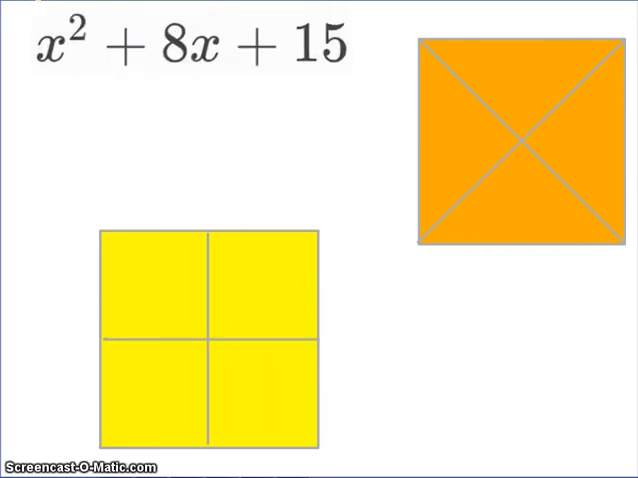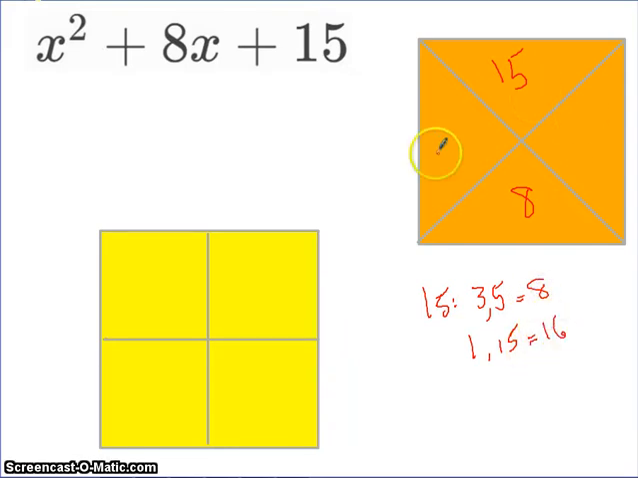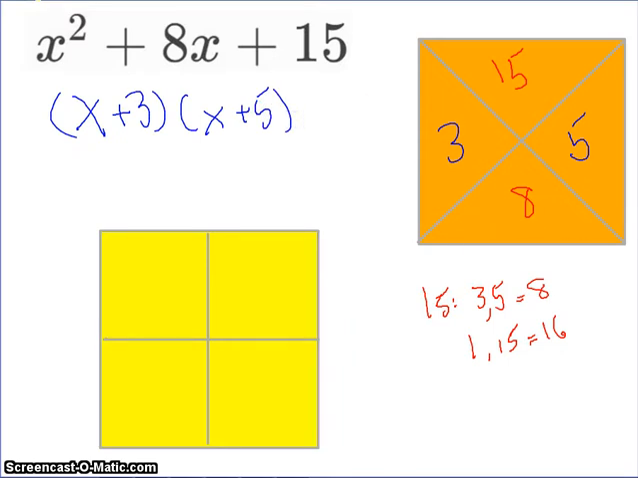Alright, next one. Trying to multiply to 15 and add to 8. The factors of 15 are 3 and 5, and 1 and 15. When I add these together, 3 plus 5 is 8, and 1 plus 15 is 16. So the one of those that I want is 3 and 5. So it's x plus 3 times x plus 5, and let's double check.